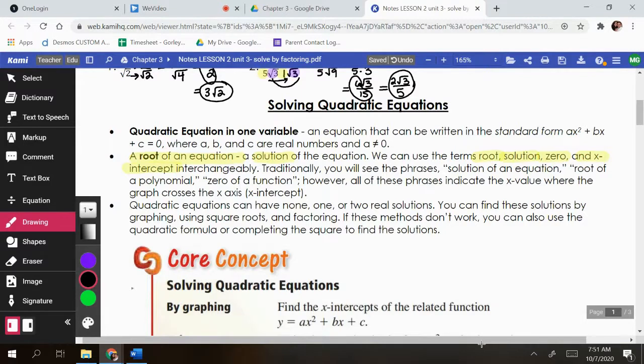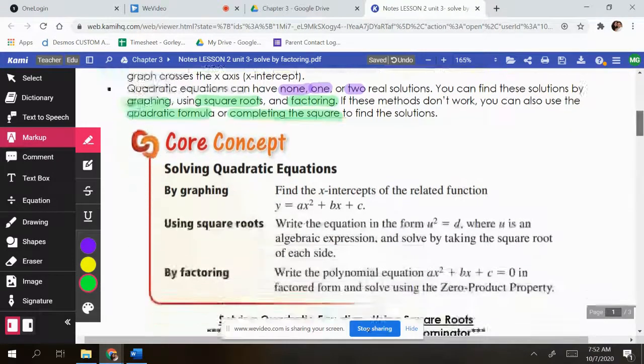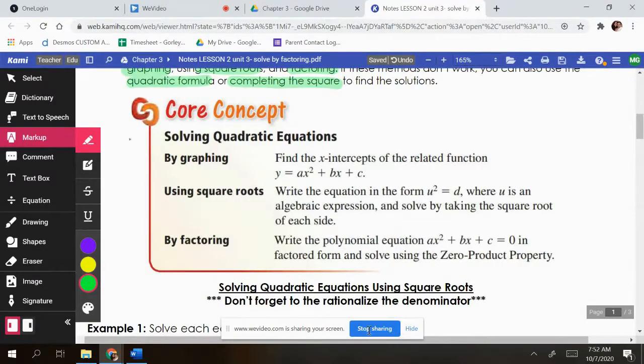Quadratic equations can have none, 1, or 2 real solutions. And we can use 5 different techniques in order to get these solutions. We can solve quadratic equations by graphing and finding the x-intercepts, using square roots, factoring. You could also use the quadratic formula or completing the square. Today, our main focus is going to be on using square roots and factoring.